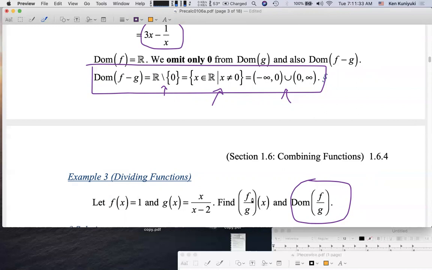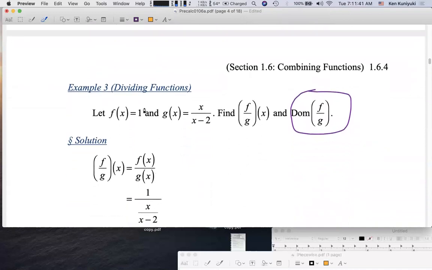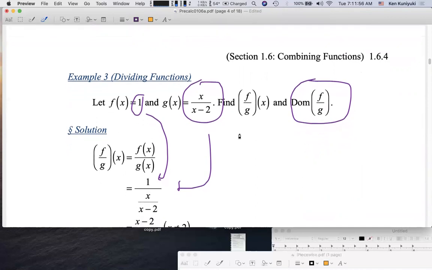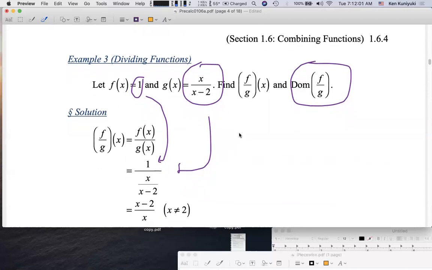Let's write out the rule for f over g of x. It's given by f of x over g of x. f of x is 1. g of x is x over x minus 2. Let's simplify this expression. What is the reciprocal of x over x minus 2? It is x minus 2 over x. And what is the domain?